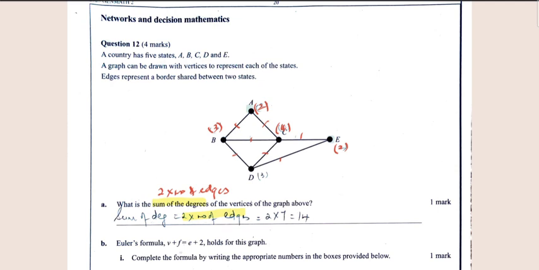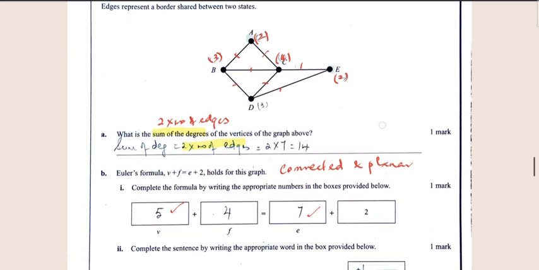Now, Euler's formula is V plus F is equal to E plus 2, and Euler's formula is usually associated with connected and planar graphs, okay? So, a single edge connecting all the vertices and no multiple edges in between. Now complete the formula by writing down the appropriate numbers.